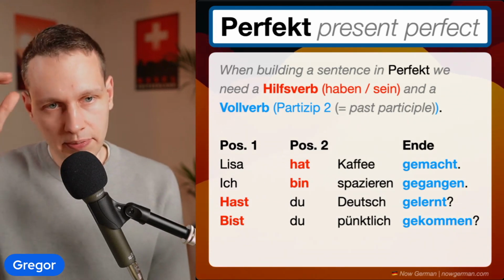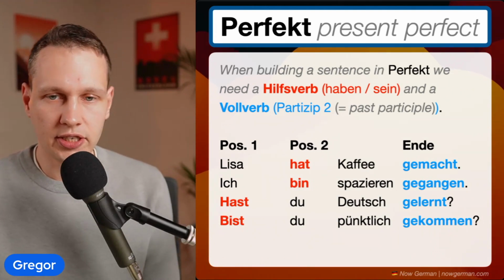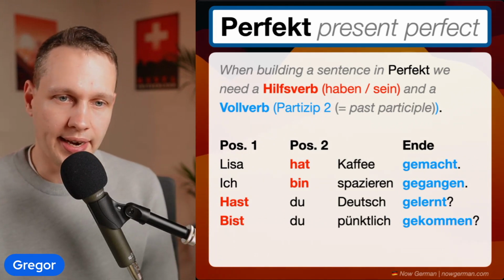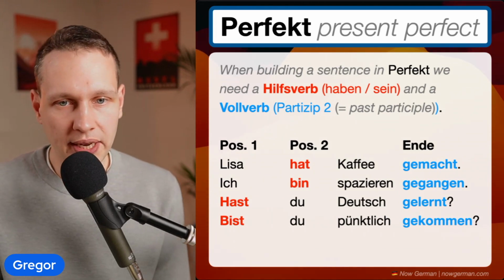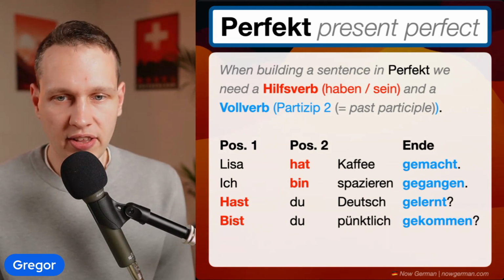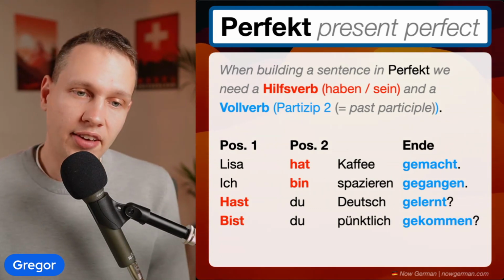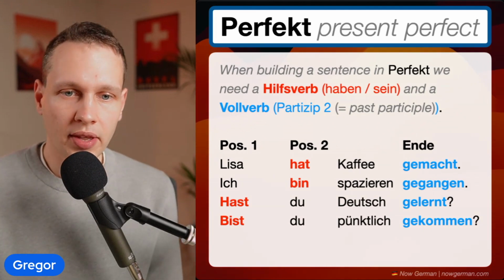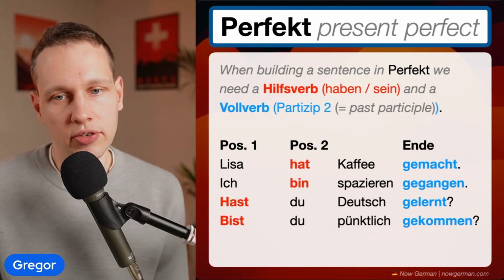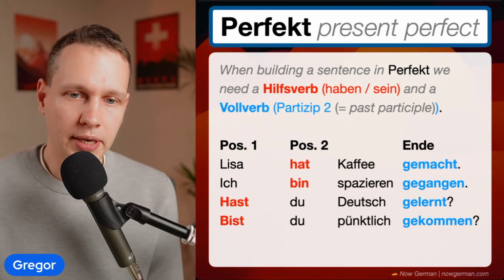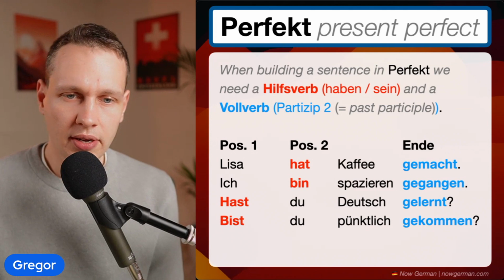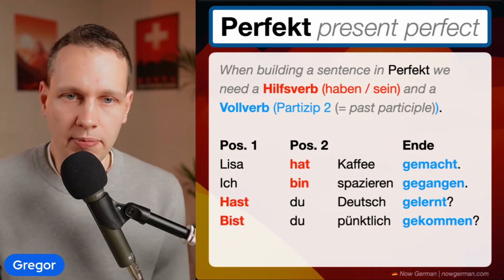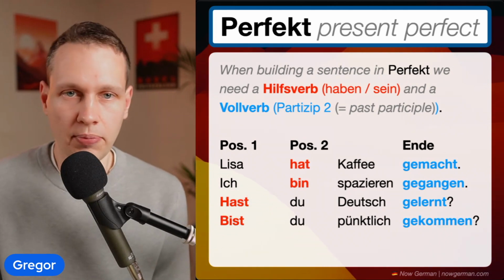So this needs a bit of a gear switch in your head, that you just know that this part of the verb goes to the end. And then another example, ich bin spazieren gegangen. I went for a walk. And if we ask a question, the verb isn't in position 2, but in position 1. Hast du Deutsch gelernt? Did you study German? Or bist du pünktlich gekommen? Did you come punctually? And so this is how you use the Partizip 2 and also the perfect tense in general in sentences.